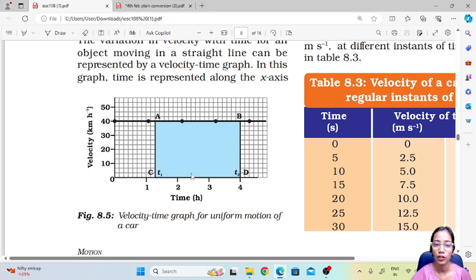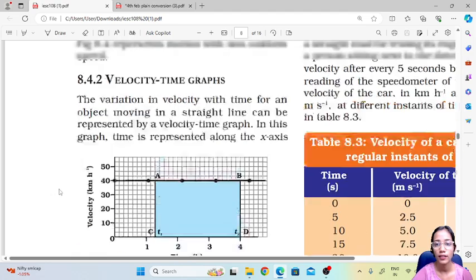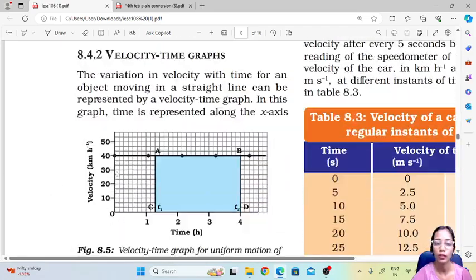After 1 hour, another 1 hour, another 1 hour, the acceleration is the same, the velocity change is the same, that is 40 kilometer per hour. So in this case you will get this kind of graph, and when you get this kind of graph we have a formula which will help us to find out the acceleration.